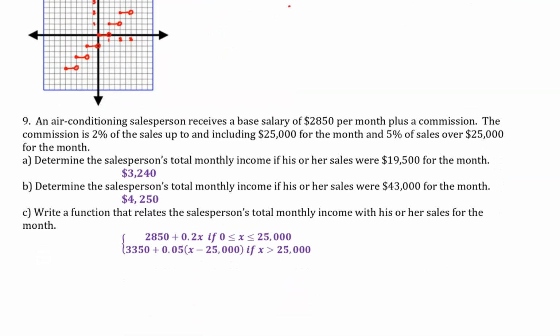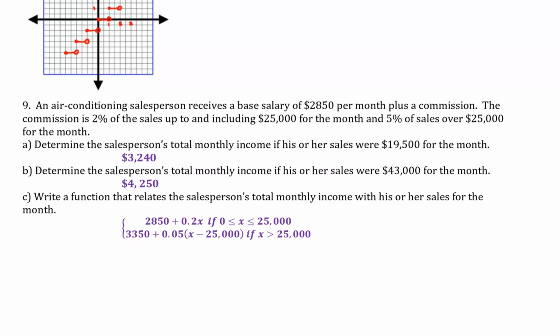All right, and then the last one here, an air conditioning salesperson receives a base salary of $2,850 per month plus a commission. The commission is 2% of the sales up to and including $25,000 for the month, and 5% of the sales over $25,000 per month. So A and B, I would actually probably do after I do C, because understanding what the function looks like is going to be helpful in answering A and B. So let's look at C first.